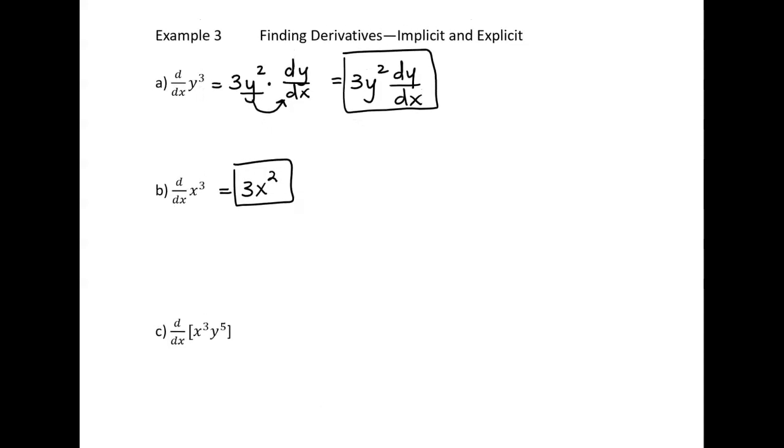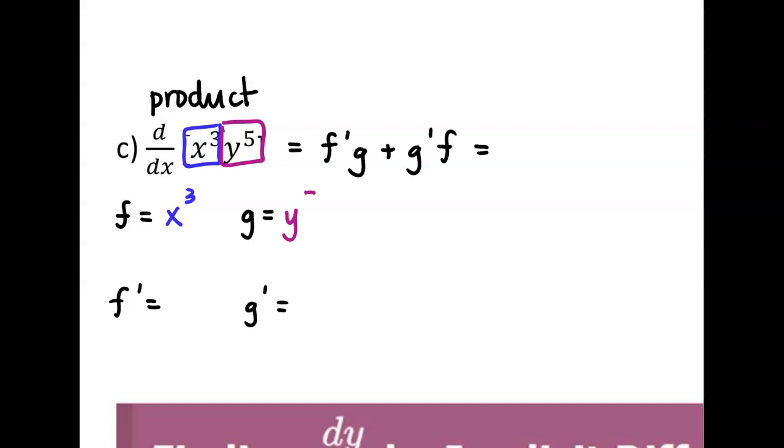In example 3c, we want to take the derivative of x to the third times y to the fifth. We're going to have to use the product rule because we do have two functions being multiplied together here. So we are going to need to find f, g, f prime, and g prime. Once we have all four of those, the product rule says that the derivative of this product is f prime g plus g prime f. So our f is the first factor, which is just x to the third, and our g is the second factor, which is y to the fifth.